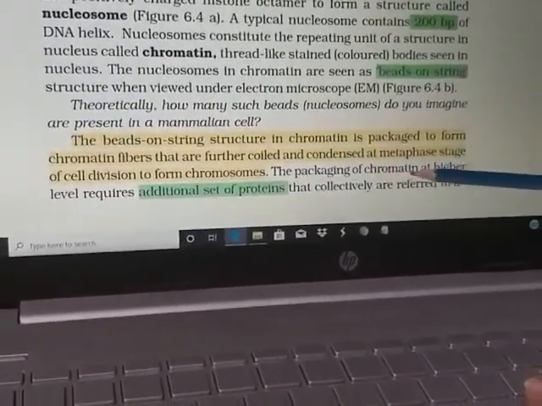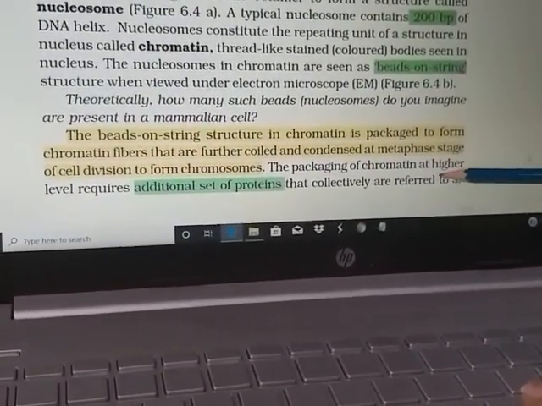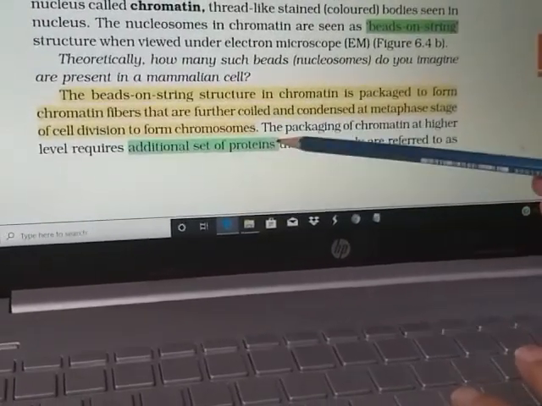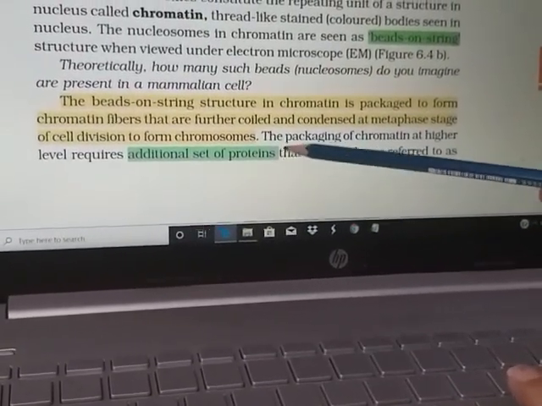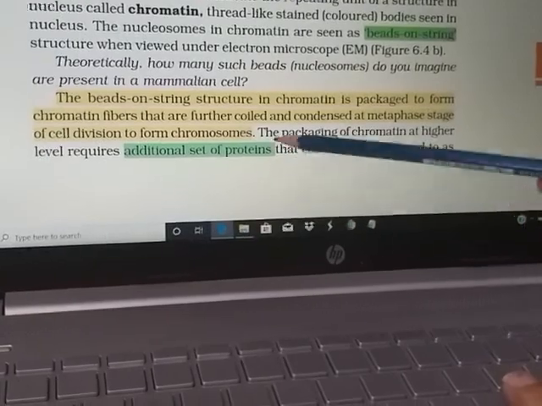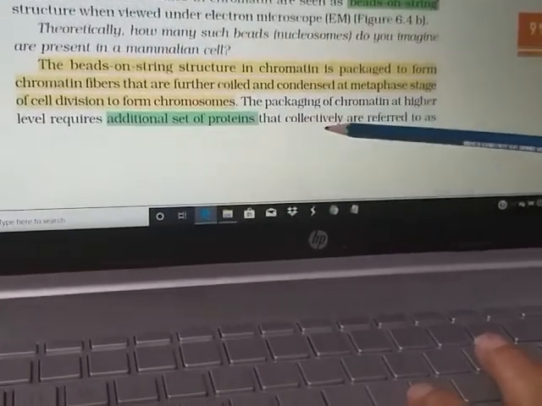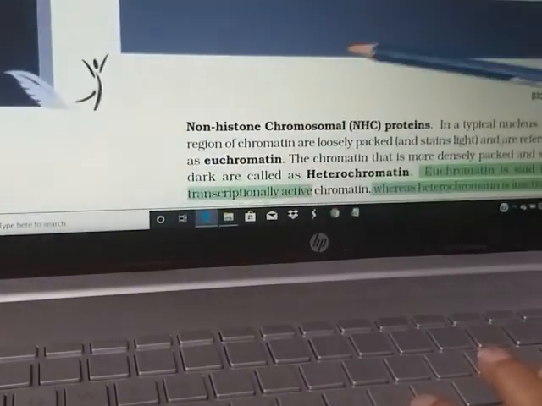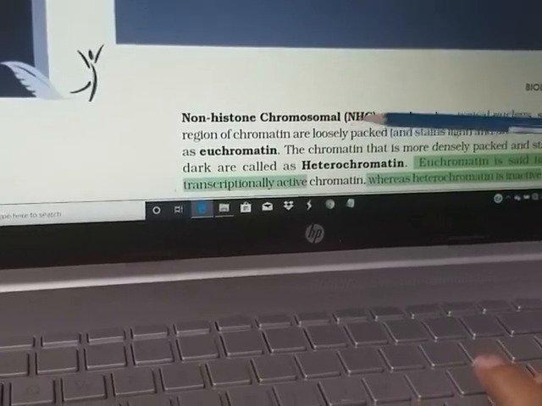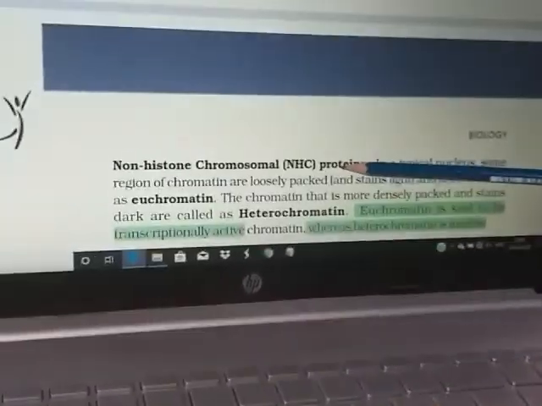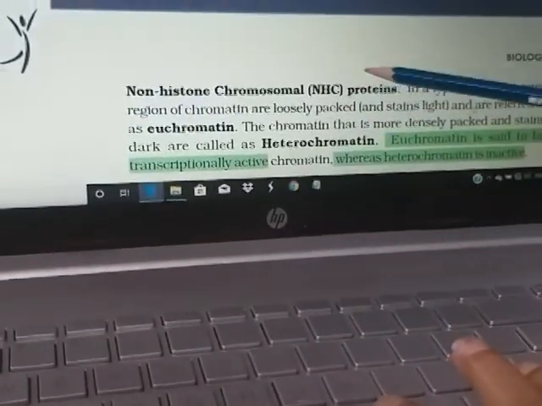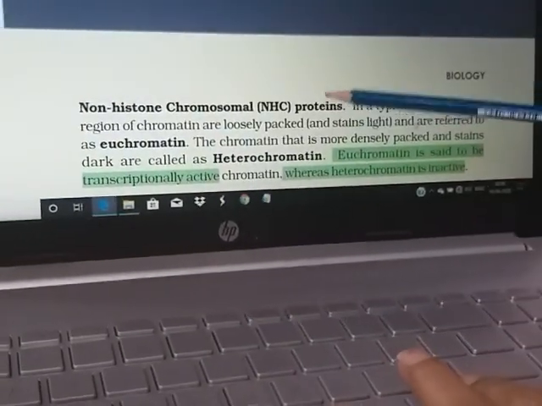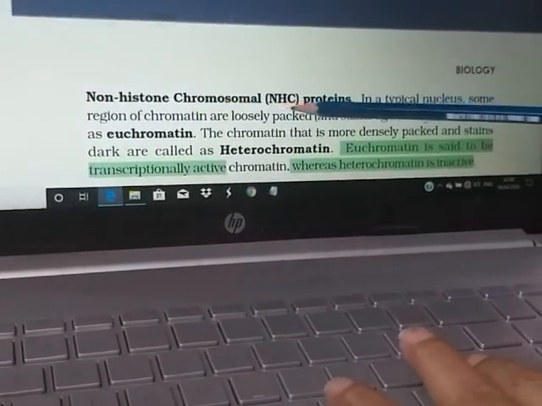The packaging of the chromatin at higher levels also requires an additional set of proteins. Apart from the histones, there is an additional set of proteins that collectively are referred to as non-histone chromosomal proteins, NHC. The earlier ones were histones, the main proteins, and these are additional proteins.